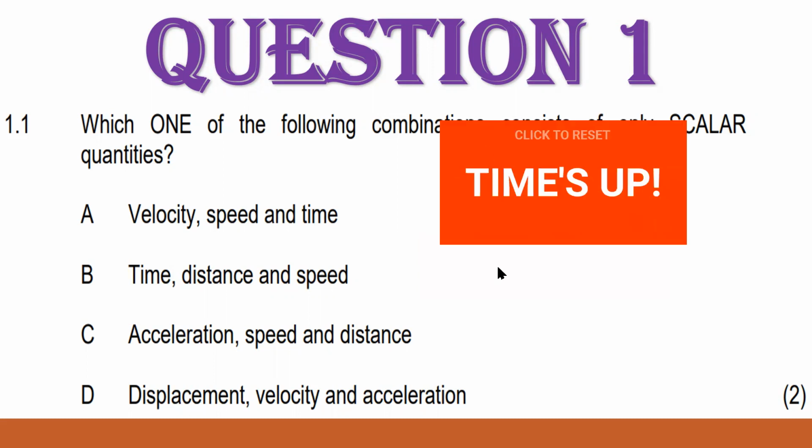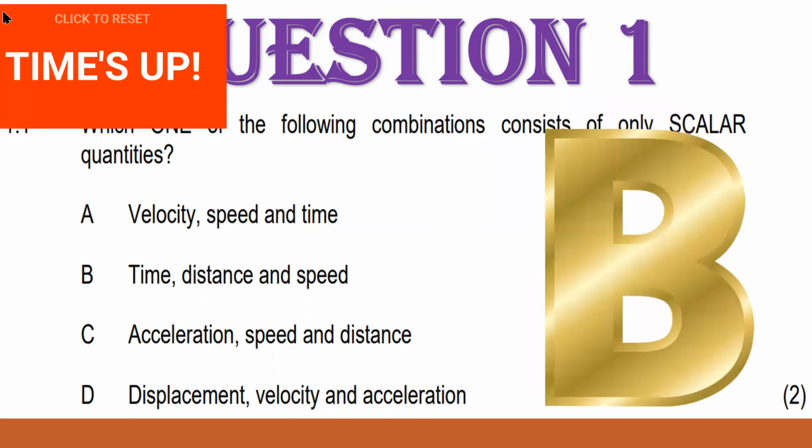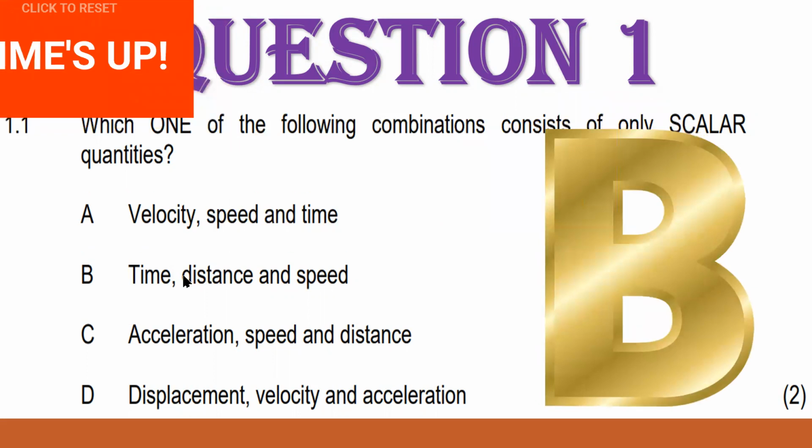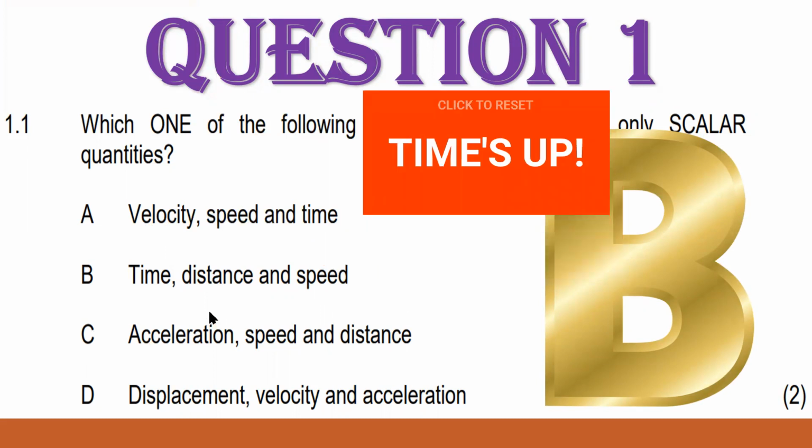Let's give the answer. So our answer is B. Why is our answer B? Because we know time, distance, speed, all of them are scalar. But when you come to option A, velocity is not scalar, it's vector. And when you come to option C, acceleration is not scalar. And option D, displacement is not scalar. So our answer is B, time, distance, and speed.